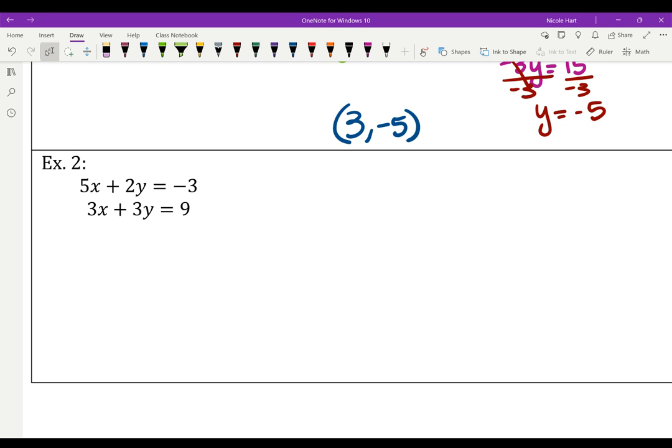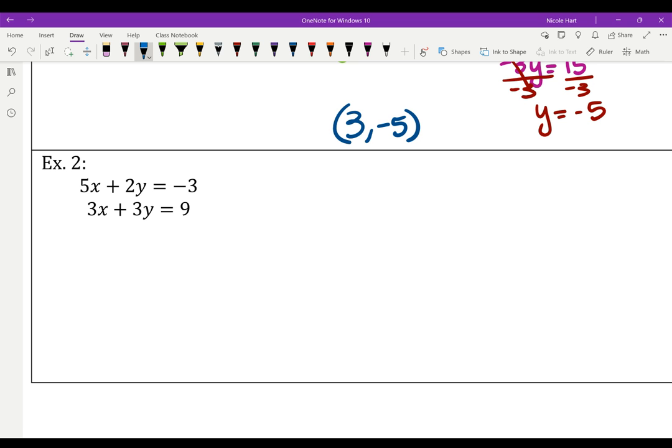All right. We are looking at example 2. Example 2 says 5x plus 2y equals negative 3, and 3x plus 3y equals 9. So again, we're going to be multiplying both equations because we don't have the same number for either x or y. We also don't have opposite signs for x or y. So one of my lines I'm going to have to multiply by a negative in order to change the signs.